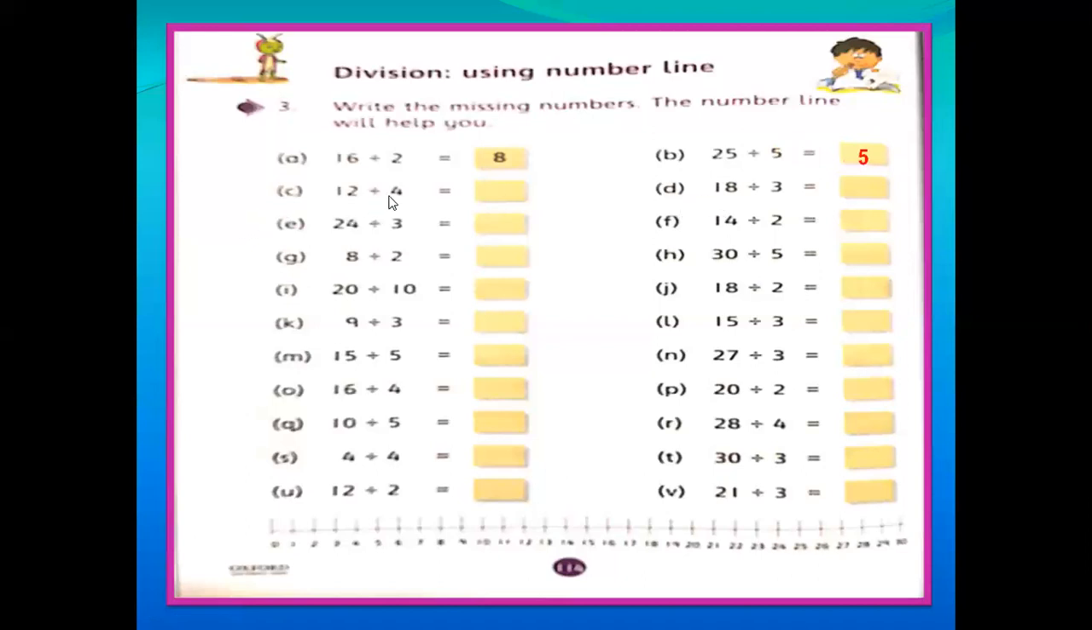C part, 12 divided by 4. 4 ones are 4, 4 twos are 8, 4 threes are 12. What is the answer? 3. 4 threes are 12. D part, 18 divided by 3.